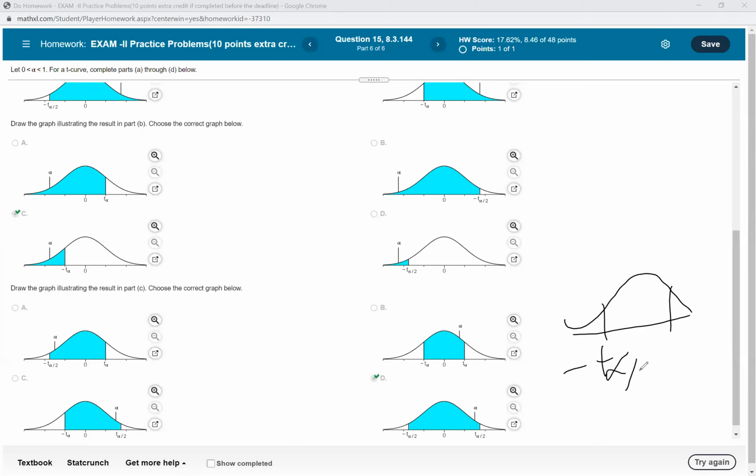Negative T alpha over 2, T alpha over 2. This area should be 1 minus alpha, not alpha. This area is alpha over 2. This area is alpha over 2. Total is 1. The middle should be 1 minus alpha, but they say alpha. That's not correct actually. This is wrong. Anyway.